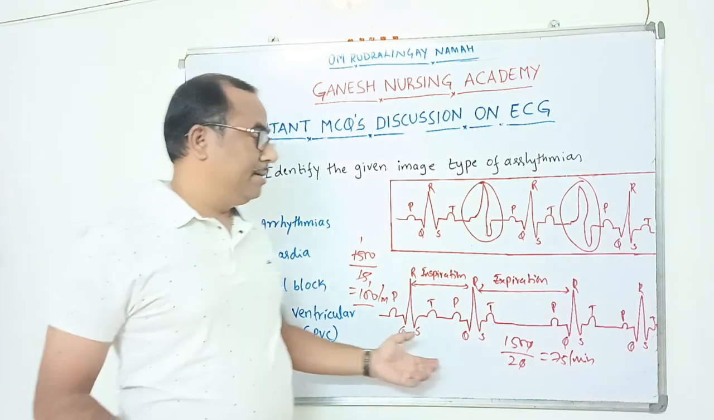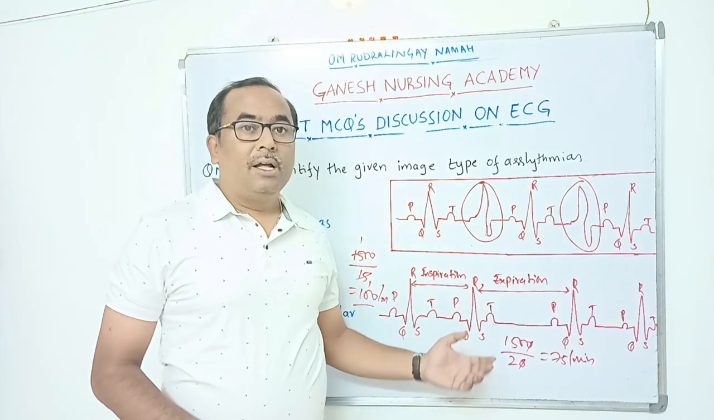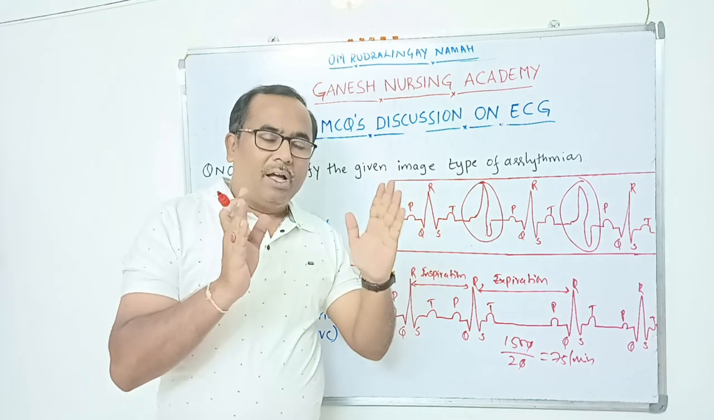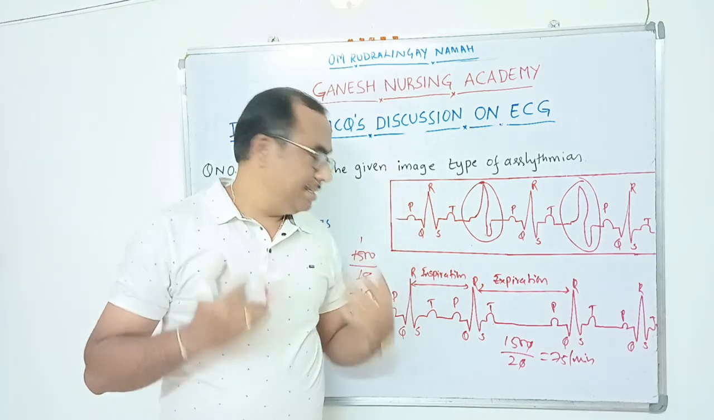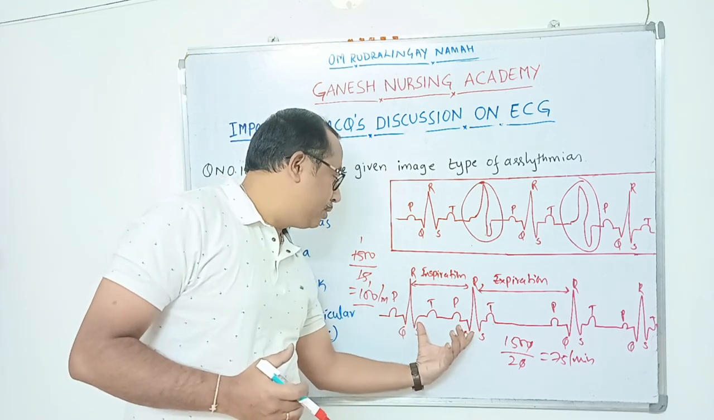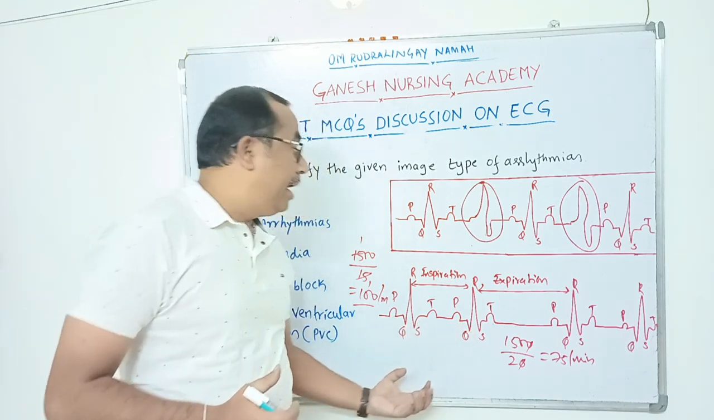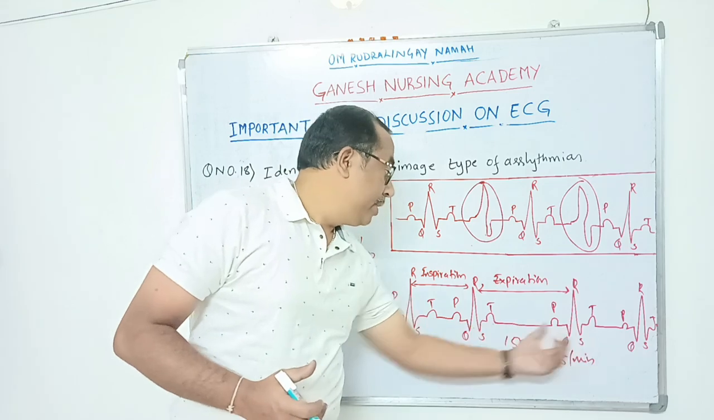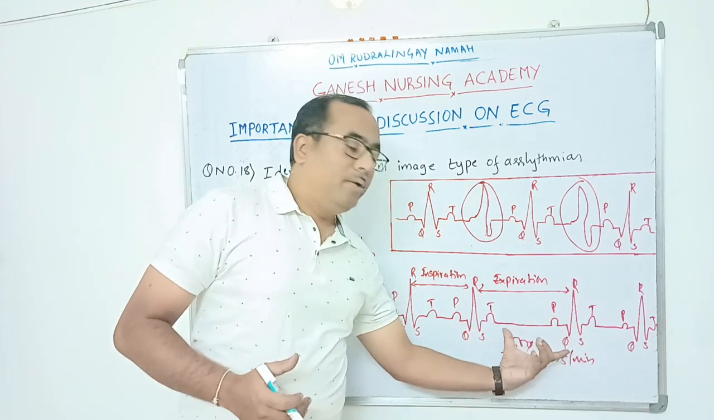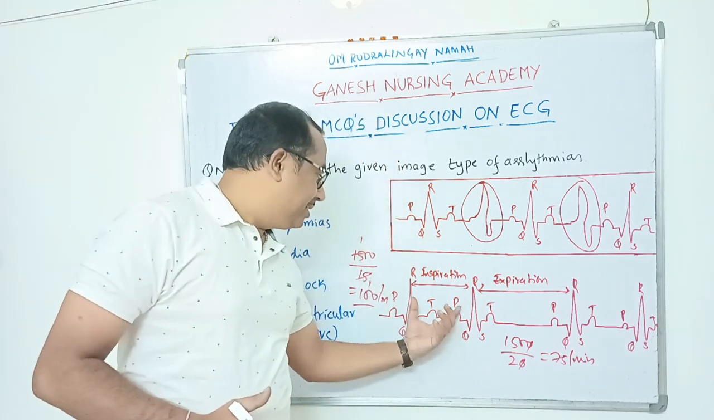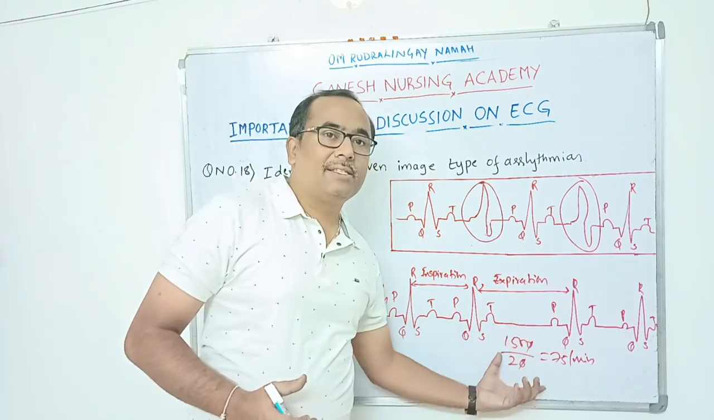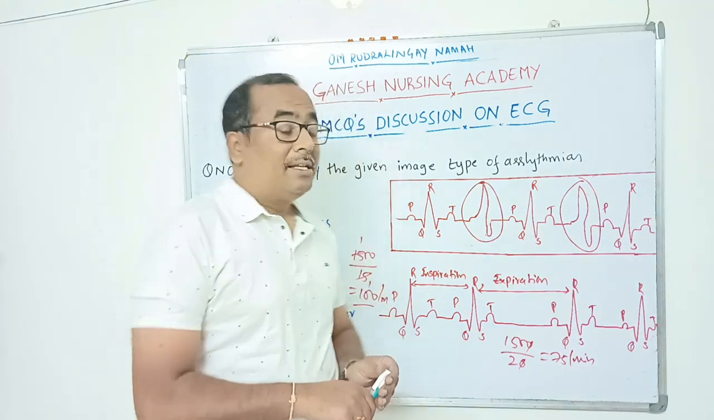So what happens in sinus arrhythmia? The distance between two consecutive R waves and P waves shortens during inspiration, and widens during expiration. That is the reason why heart rate increases during inspiration and decreases during expiration. This pattern of rhythm is known as sinus arrhythmia.